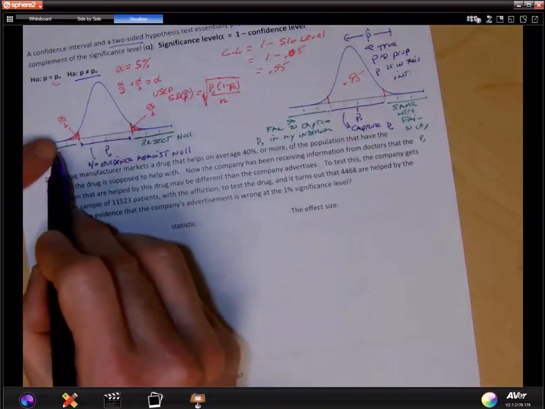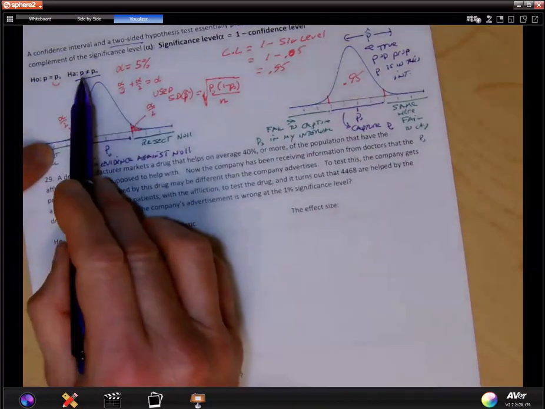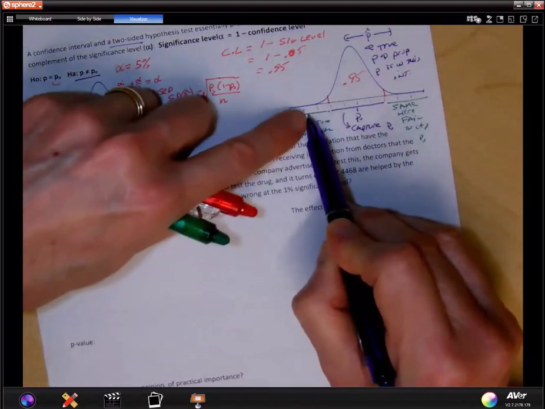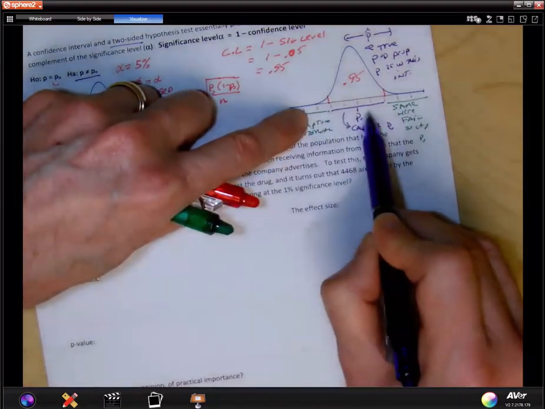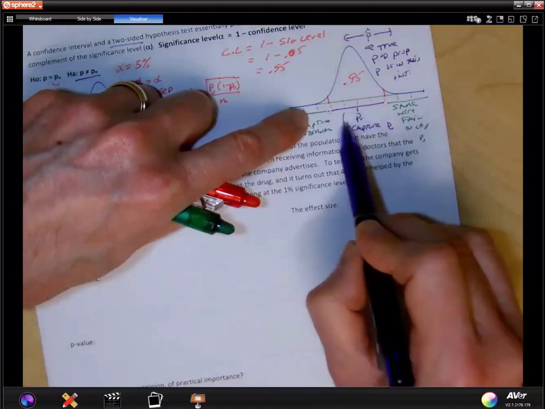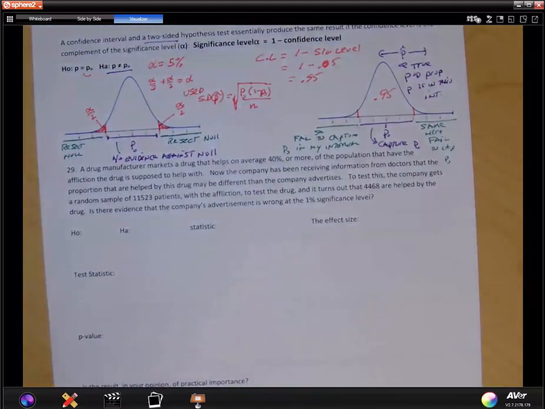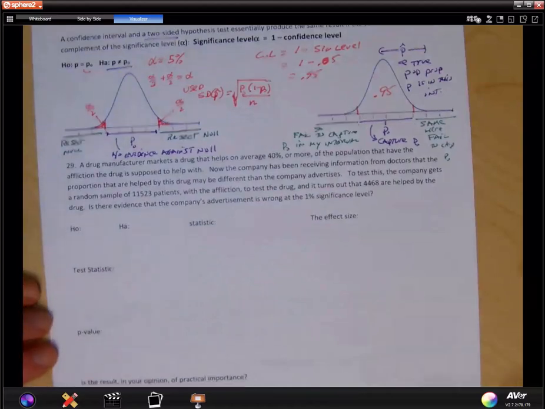But if it lands here, then we'll reject this notion because we have enough evidence. And if we land here, the same thing is going to happen. We're going to create an interval and it fails to capture this, which means that this is not an option. That's one of the values. So the two results will be the same. Let's look at an example and watch this work.